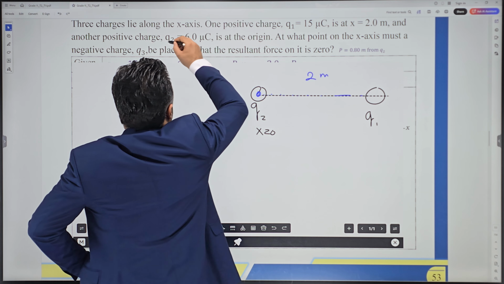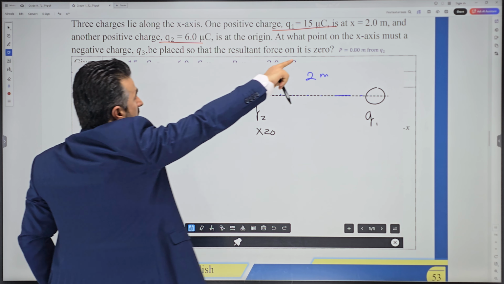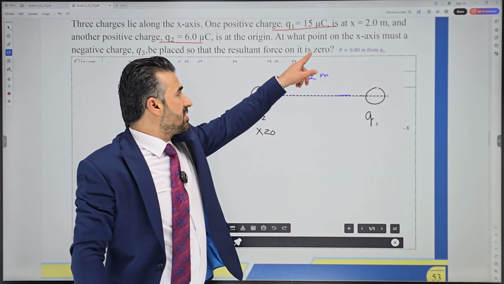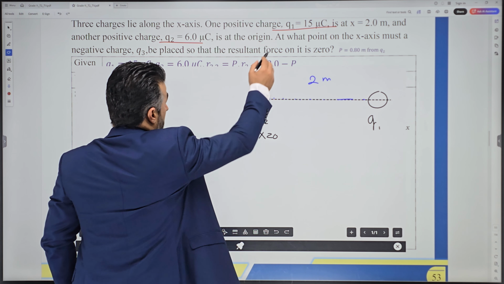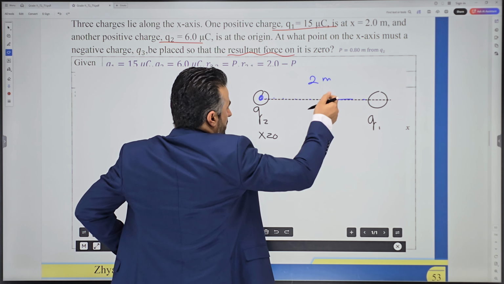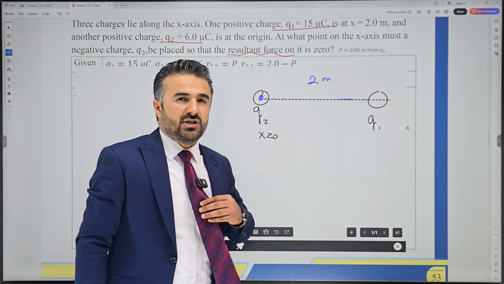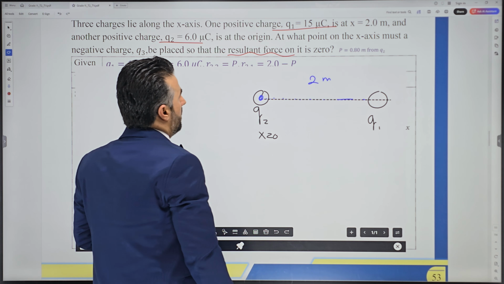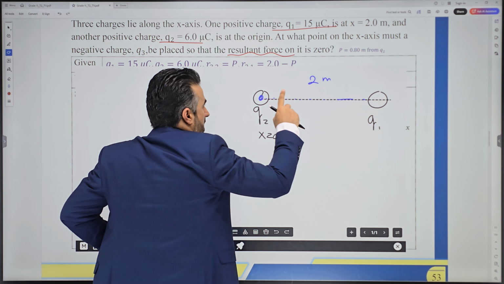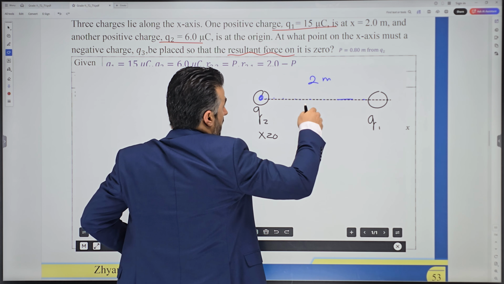It says, at what point on the x-axis must a negative charge Q3 be placed so that the resultant force on it is 0? The keyword is resultant, so you can underline this one for yourself. So where should we place a negative charge in between the two, where the net electrical force on that charge is 0? The third charge will always have to be in the middle, or we put them in between.